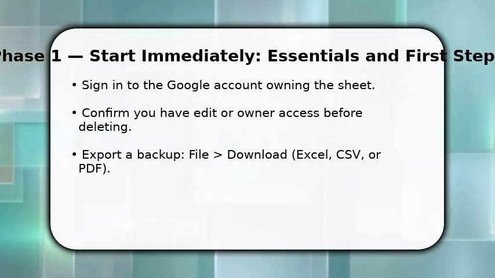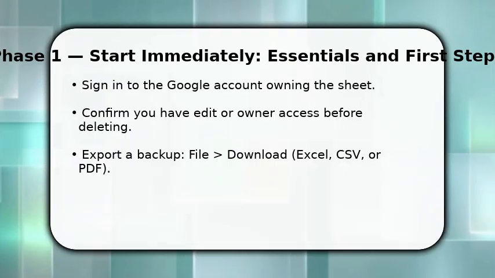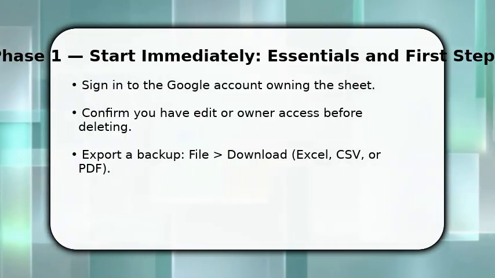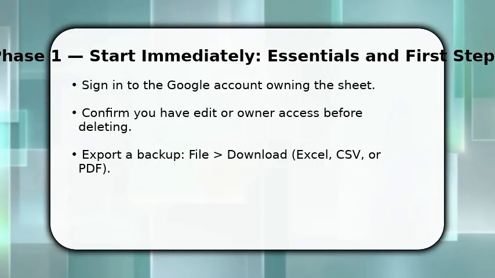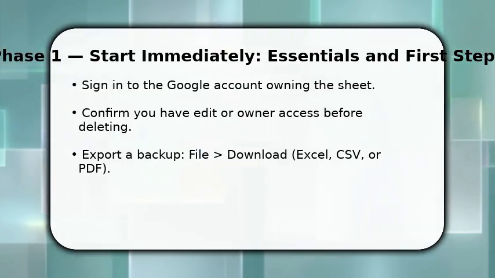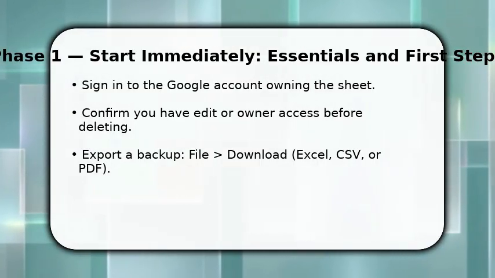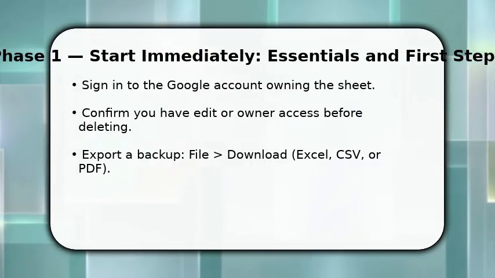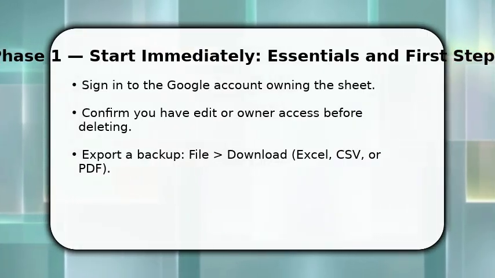Once signed in, open Google Drive and use the search box to find the sheet by name or type, spreadsheet. Make a local export now, choose Excel or CSV so you can restore data if needed. Also check Shared with Me and any team drives to ensure you have permission.